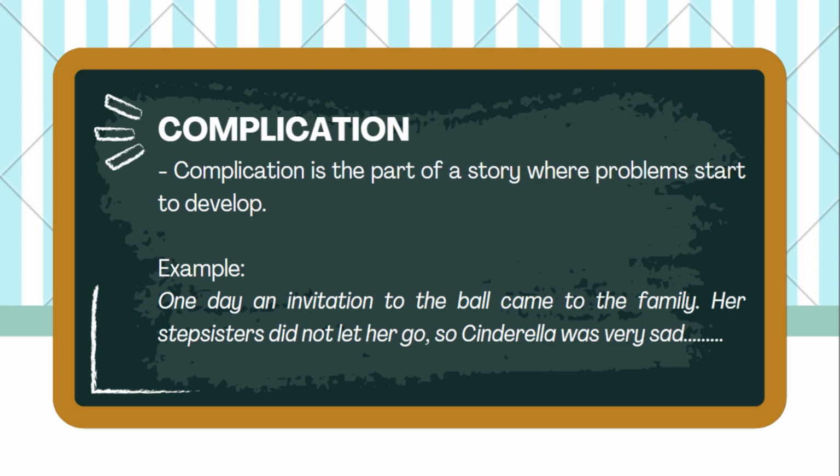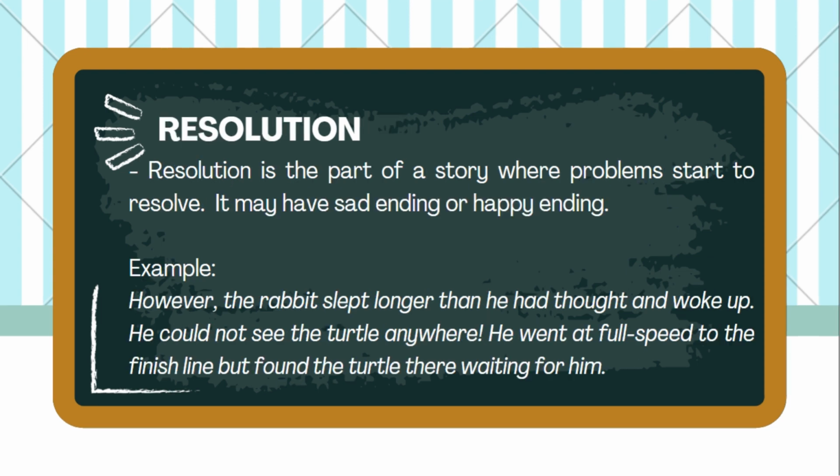Complication is the part of a story where problems start to develop. The example for the complication part is: one day an invitation to the ball came to the family. Her stepsister did not let her go, so Cinderella was very sad. As you can see in the example, the problems start to develop, where Cinderella wanted to go to the ball, but her stepsister did not let her go.